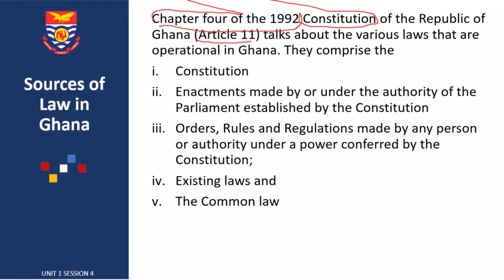You also have the common law. The common law is made up of three types of laws. We have the rules generally known as the common law, then the rules generally known as equity, the doctrine of equity. And the last one, customary law. These are the three types of common law.